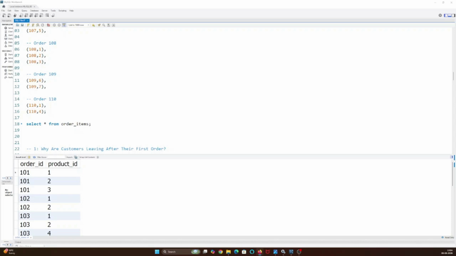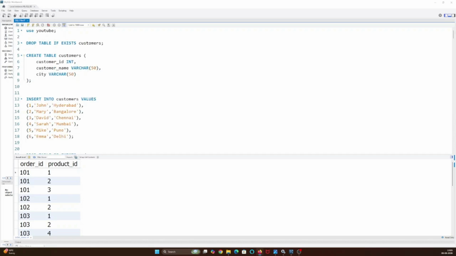And today, we are going to solve all six of these real business problems using SQL. Not toy problems, not textbook examples, but real questions that companies like Amazon, Flipkart, Swiggy, Netflix, and Uber solve every day. Let's jump in. Before solving anything, let's understand our tables.